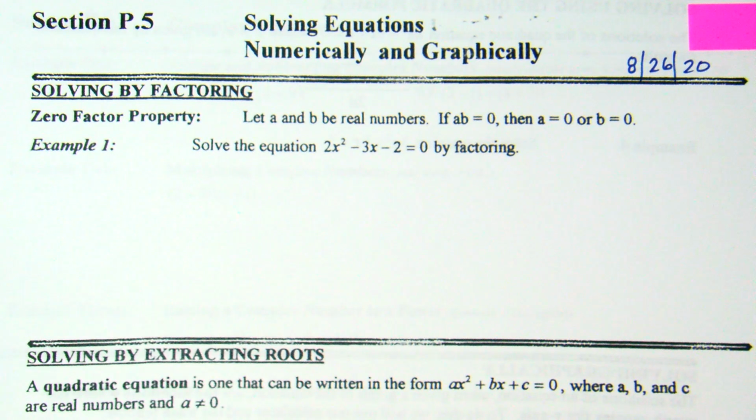So, example one, notice it says solving by factoring. Probably when it factors nicely, I would say maybe one of the more favorite methods. I don't know. I like it. You know, it's definitely a better method there. But do you remember how the zero factor product property works?